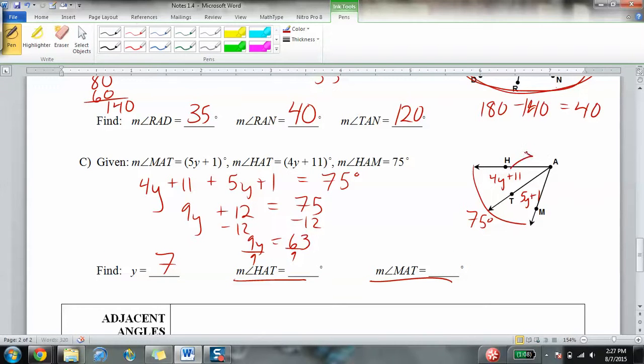So for HAT, that's this right here. Plug in 7 for y. 28 plus 11 would give me 39 for that angle. MAT, again, plug in 7, so 5 times 7 plus 1 would give me 36 for angle MAT.